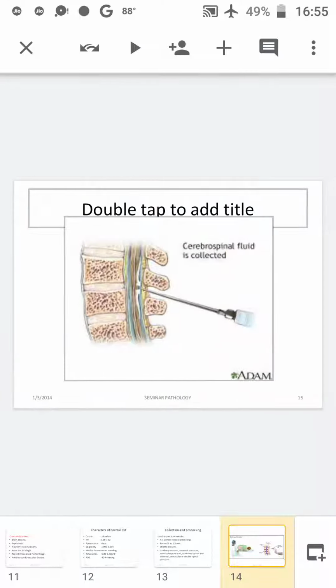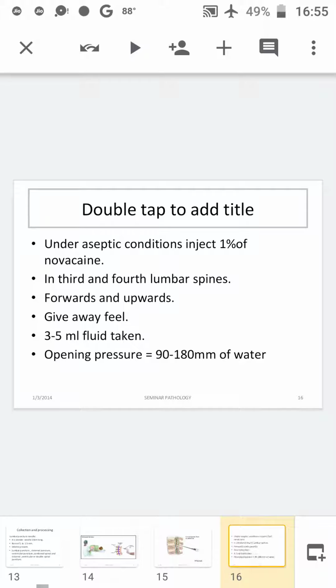Insert the lumbar puncture needle in the spine between the third and fourth lumbar spine. Go in a forward and upward direction. You will feel a giveaway feel, that is, you won't feel any resistance. There you have to collect 3 to 5 ml of fluid. When you are collecting the fluid, look for the pressure. Pressure should normally be 90 to 180 mm of water.